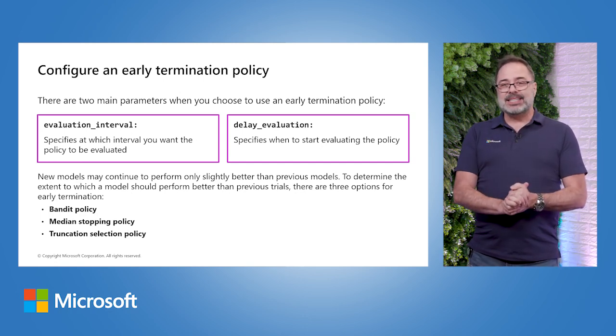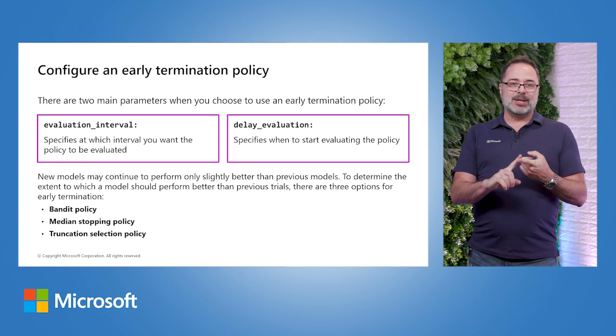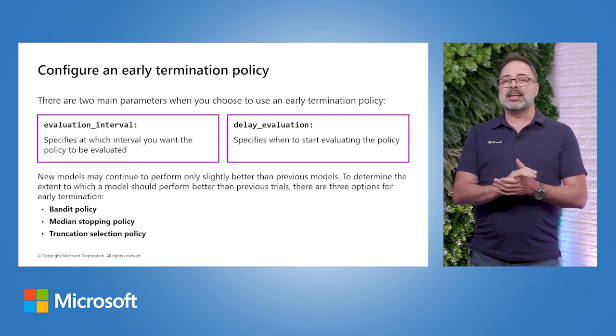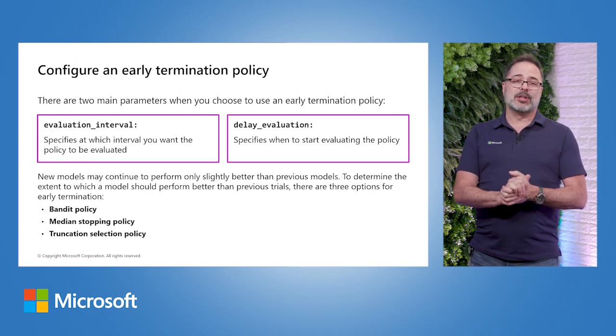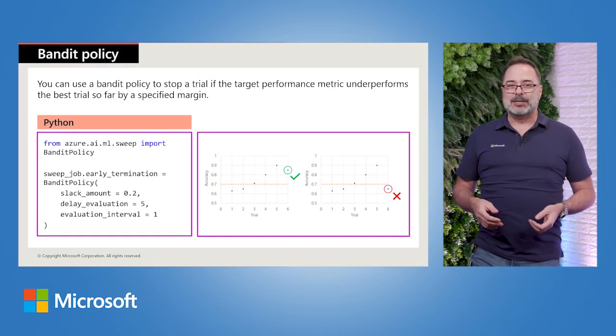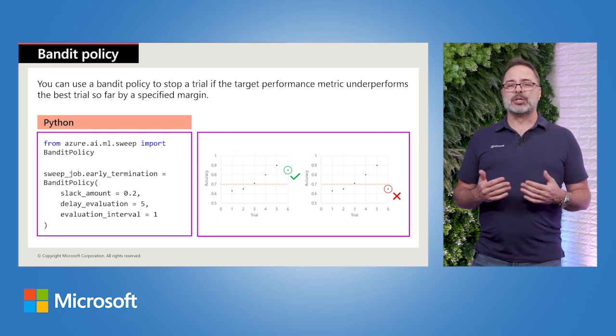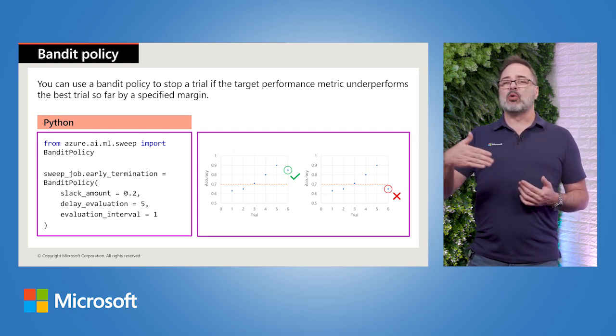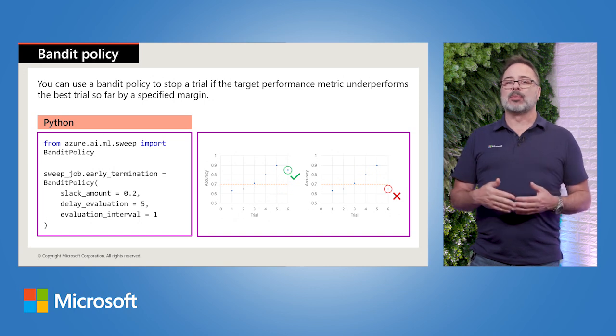The three policy types that are supported are bandit policies, median stopping policies, and truncation selection policies. Let's take a look at an example of each one of those. The first example is a bandit policy. Bandit policies will stop a trial if the performance is too far away from the leading trial performance.